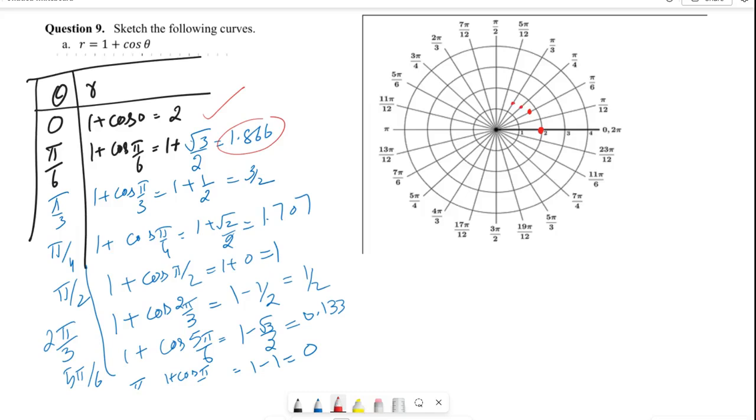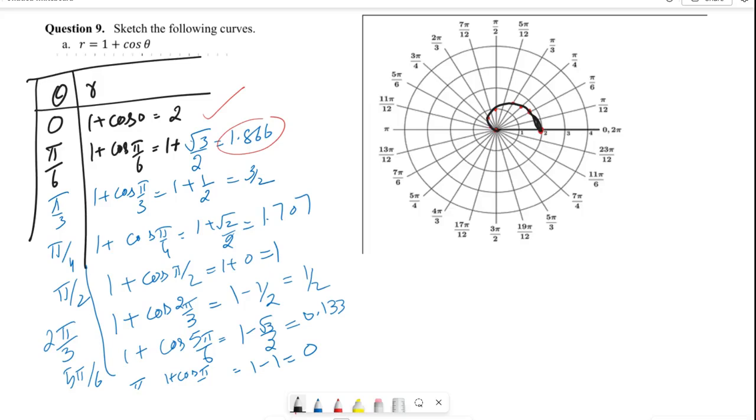At pi by 2, it's 1. At 2 pi by 3, it is half. So 2 pi by 3 line, half. 5 pi by 6, very close to 0. And at pi, it is actually 0. So if I draw a line through them, I get this shape. Okay. I only drew it from 0 to pi.